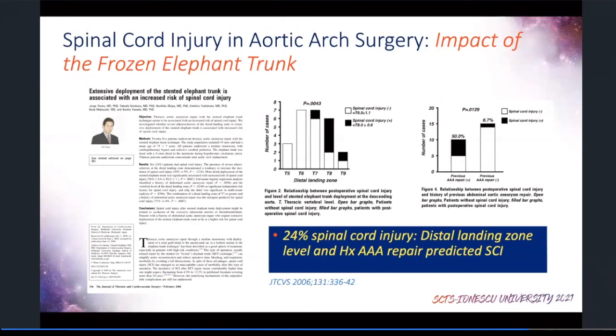So in the bar graph on the left, the incidence of spinal cord injury increased the more distal the distal landing zone was. At T5, T6, there was no spinal cord injury, but it then began to show its presence at T7 and certainly at T8. If there was a history of a previous AAA repair, 50% had a spinal cord injury, whereas only 6% had spinal cord injury without a history of previous abdominal aneurysm repair.